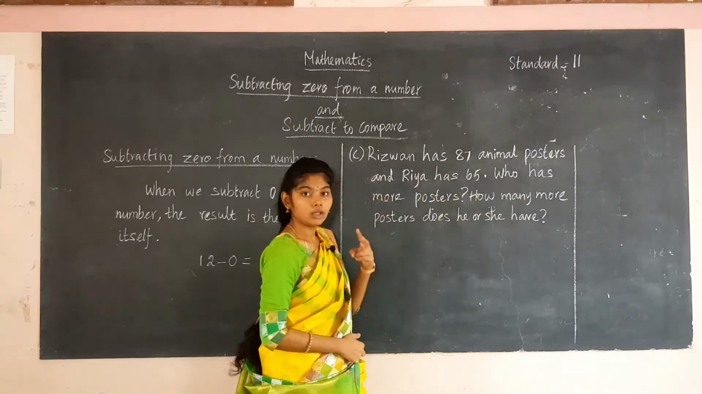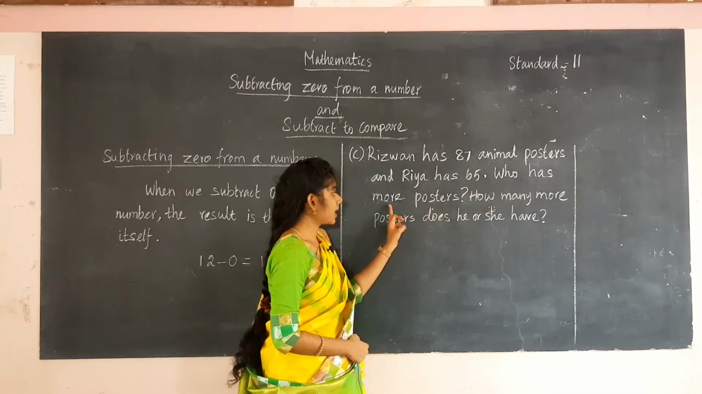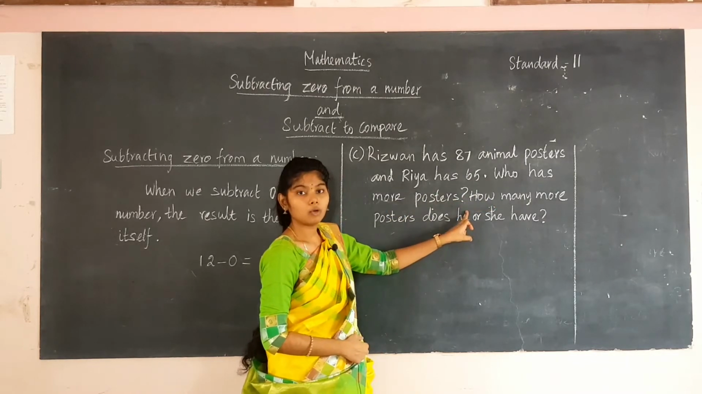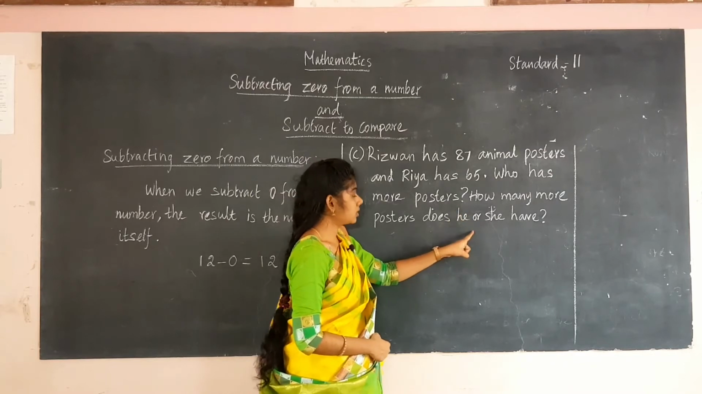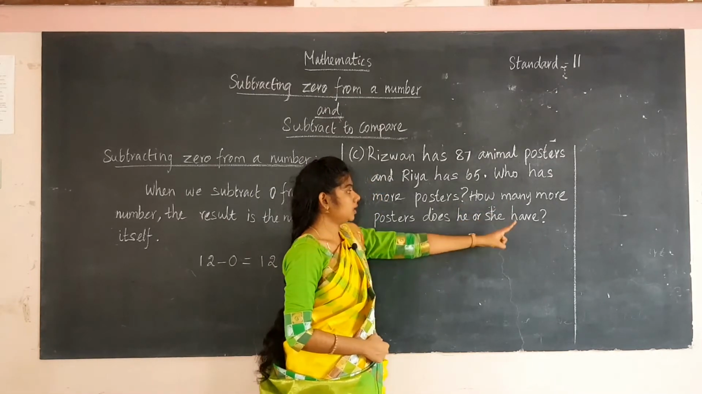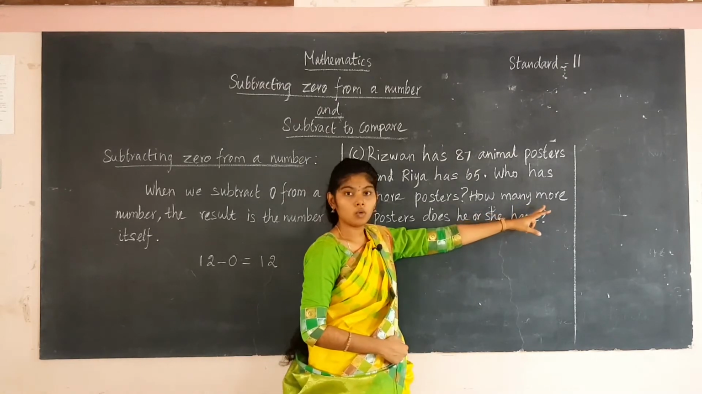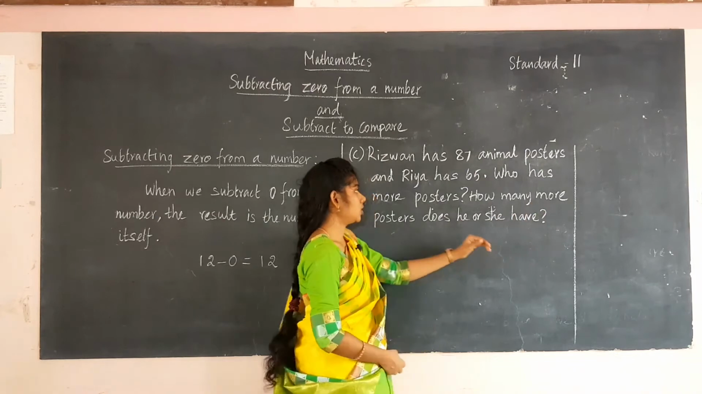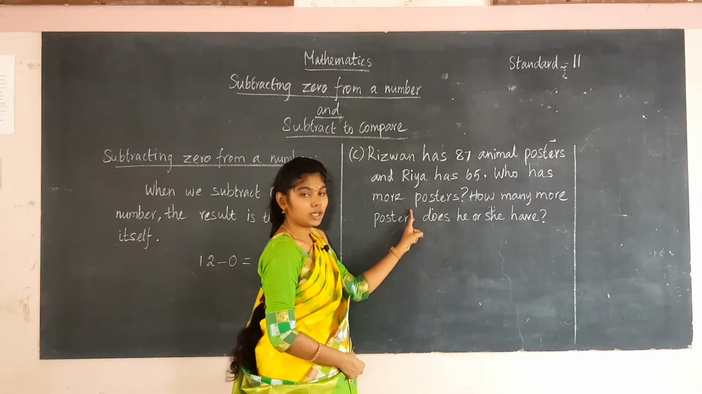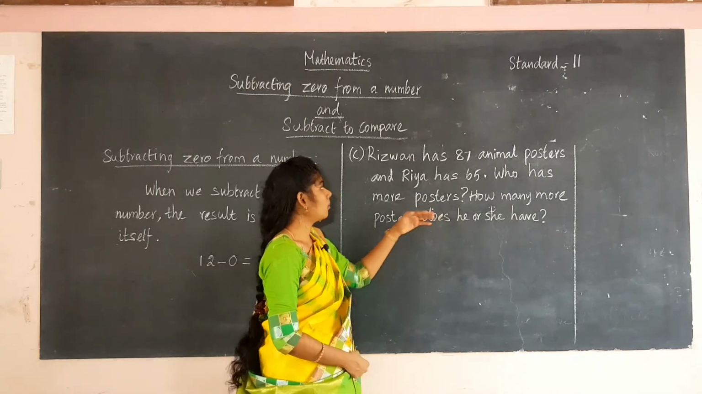So here they have asked two questions, and we have to note that. The first one is, who is having more posters? So we have to name that person. And the second question is, how many more posters does he or she have? So we have to find that number also. How many more means we have to mention the number. So we have to mention the name and the number of who is having more posters.